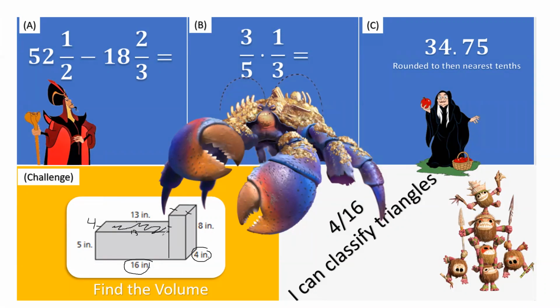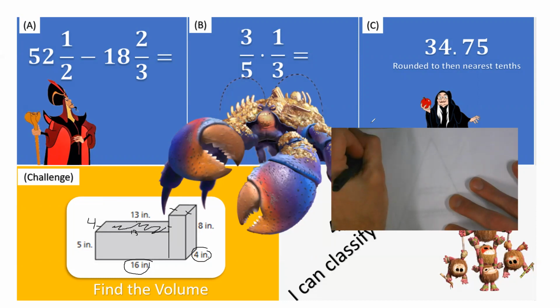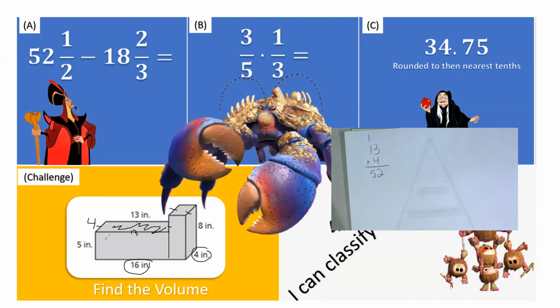13 by 4. Well, what's 4 times 13? It's 52. So the area is 52. And then how far does 52 go up and down? 52 goes up and down times 5. 5 times 2 is 10. 25, 26. So that answer is 260. So this has a volume of 260.